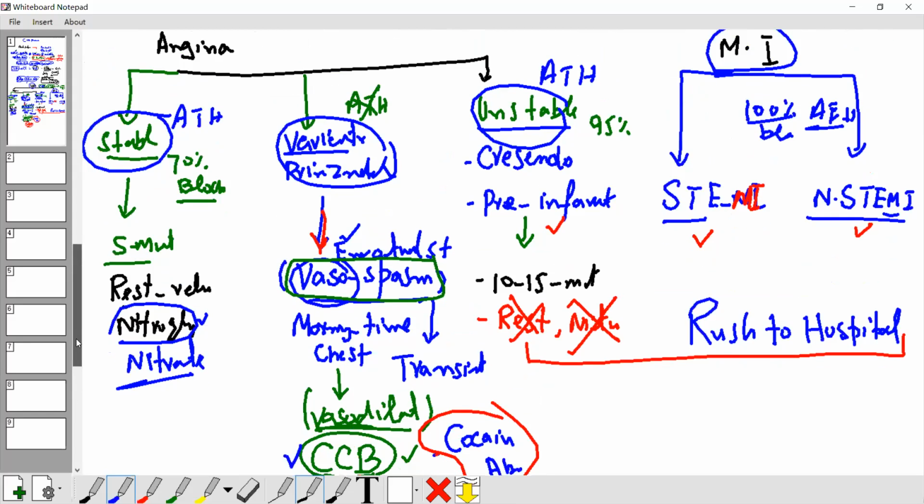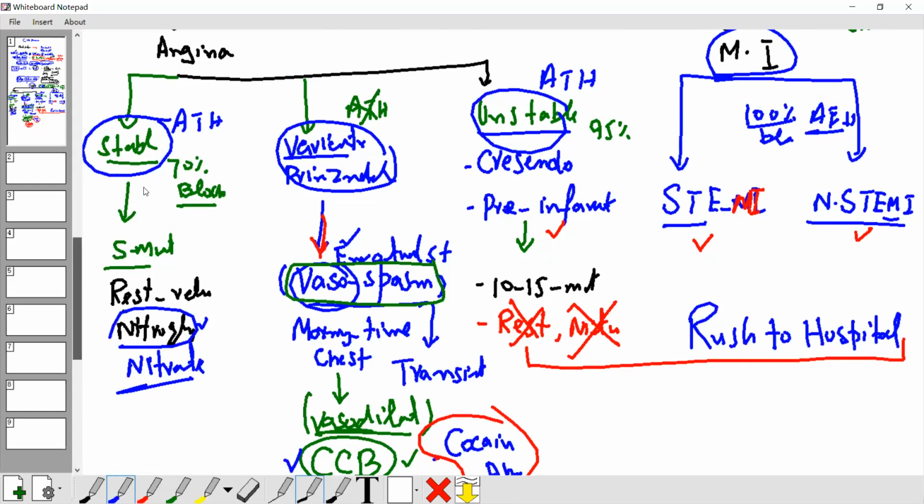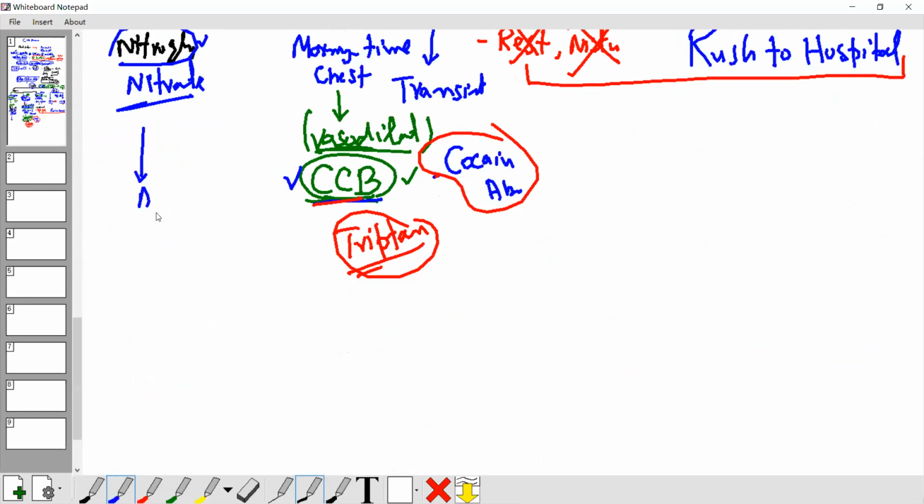So what is stable angina caused by? Stable angina is caused by atherosclerosis. Atherosclerosis due to diabetes, smoking, hypertension, and LDL. So what do you advise the patient? Now control your sugar, control your hypertension, quit smoking, and stop consumption of fatty meals. Understand? You give this advice.